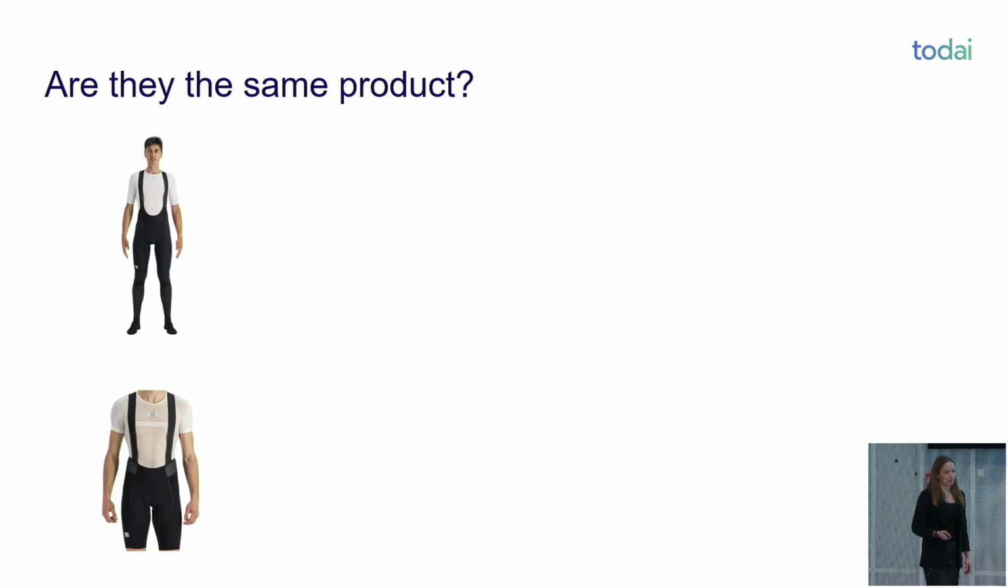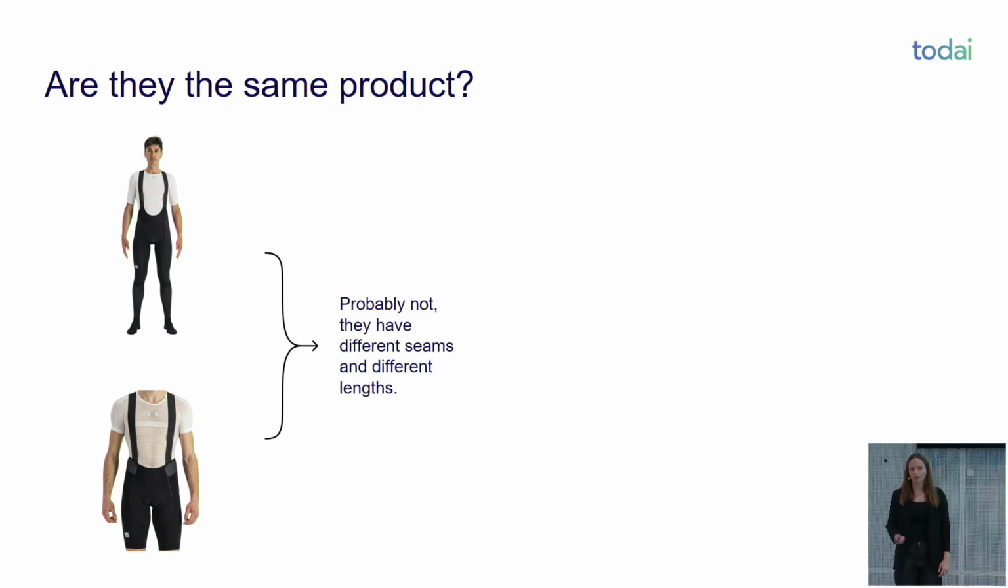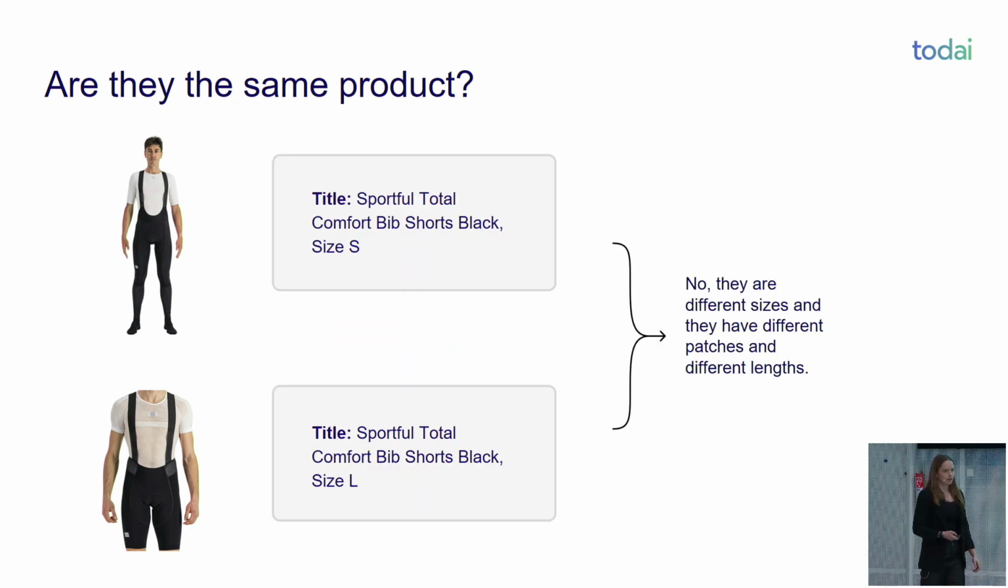Let's look at the corresponding images. Are they the same product? They look similar, but if you look closely, you can see that the seams differ here where the pant is, and if you look even closer here, you can see that one of them is actually shorts and the other ones are long. So we'd say they're probably not the same product. Combining the images with the text, we can be quite certain that although these two products look similar and they're related, they're not the same product.